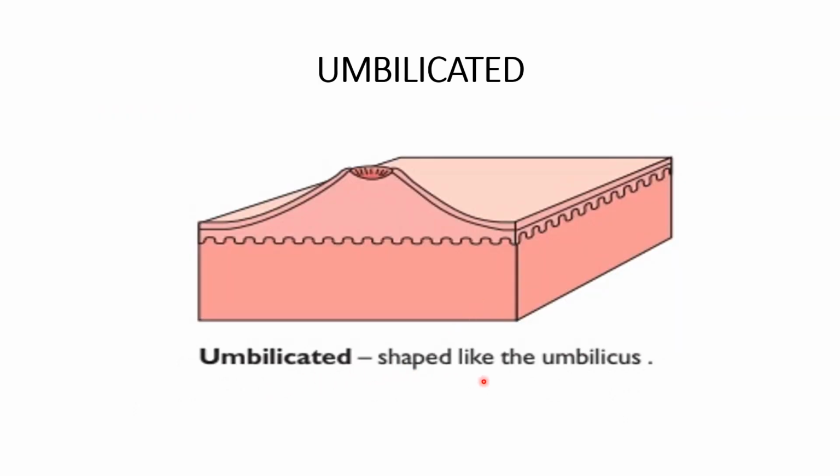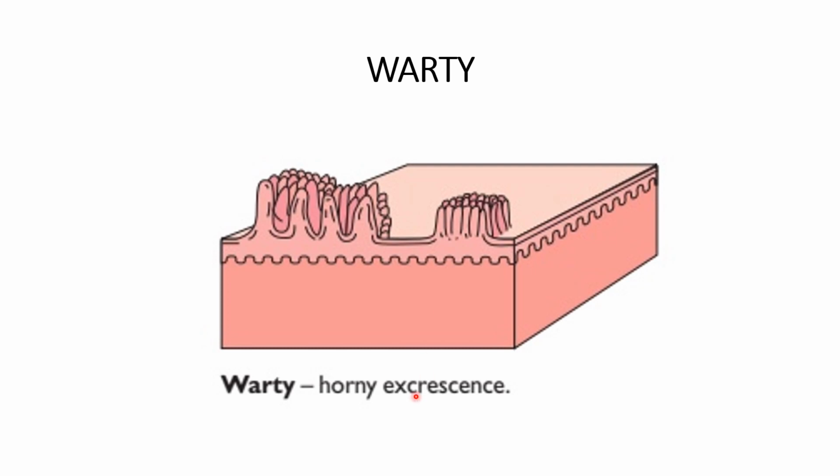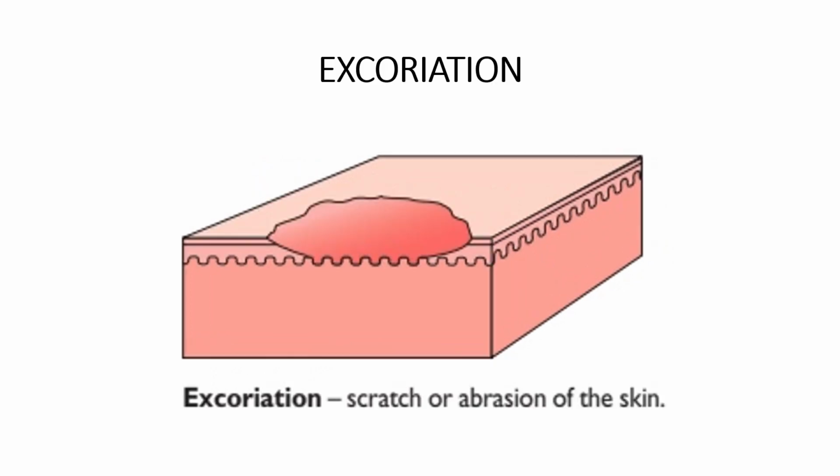Umbilicated, shaped like the umbilicus. When there is a small structure shaped like the umbilicus, then it is termed as umbilicated lesion. Warty lesion, horny excrescence. It is very clear, by visualizing we can distinguish it as a warty lesion. Excoriation, scratch or abrasion of skin, is known as excoriation.